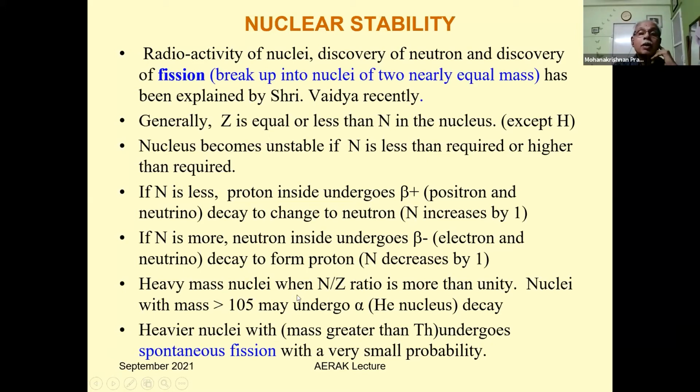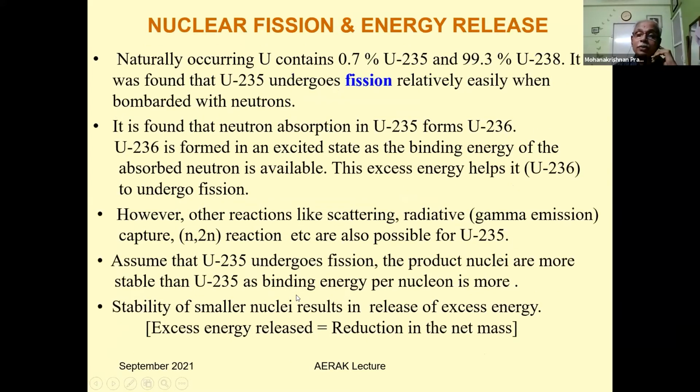Naturally occurring uranium contains 0.7% U-235 and 99.3% U-238. It is found that U-235 undergoes fission relatively easily when bombarded with neutrons. This was the first way in which fission was discovered. Neutron absorption by U-235 forms U-236, which is the next isotope. U-236 is formed in an excited state, and the binding energy of the absorbed neutron is available. This excess energy helps U-236 to undergo fission.